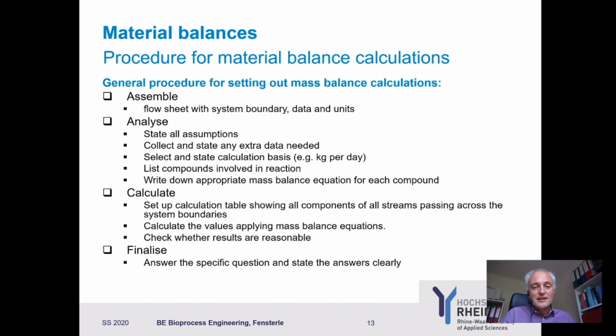Then you select the calculation basis, for example, kilograms per day, and then you don't need to state it each time. You list the compounds involved in the reaction and appropriately those not in the reaction. You write down the appropriate mass balance for each compound, and then you start your calculation. Set up the calculations with a table where you have all components and streams. You will see in the next example how this is done. This is just the general cookbook for how to set up a material balance.